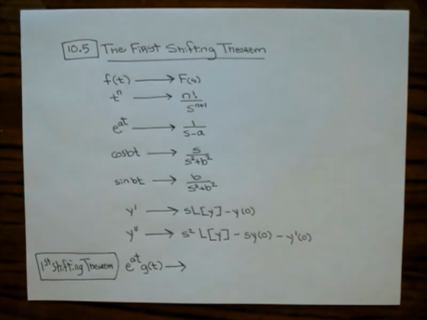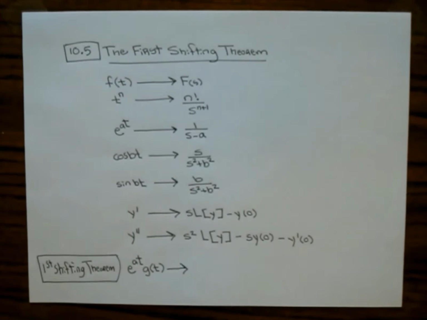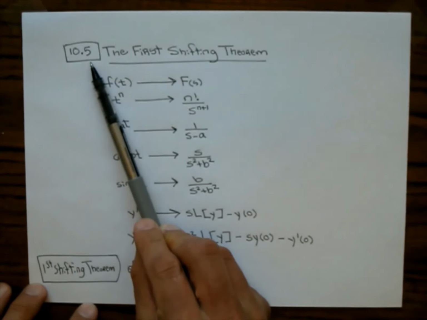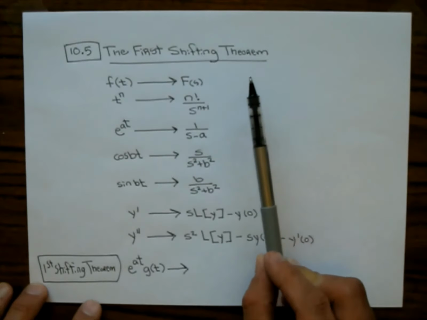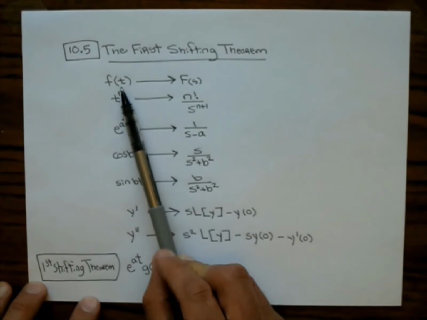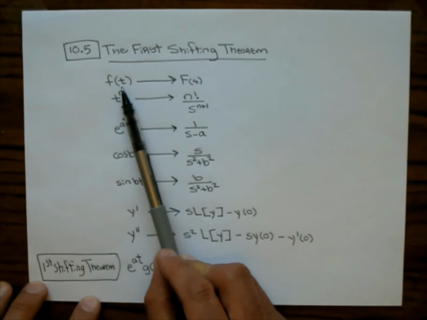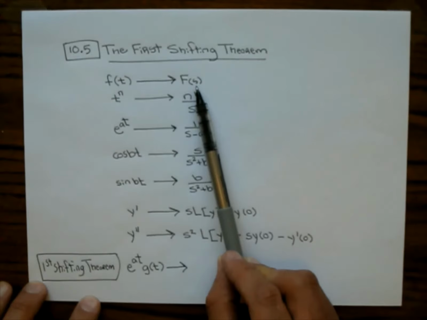Math 287, Cuesta College. I'm Joe Vasta, and we're going to cover 10.5, the first shifting theorem when it comes to Laplace transforms. So we have a function called f of t. You take its Laplace transform. It's a linear transformation that takes this vector to something called F of s.